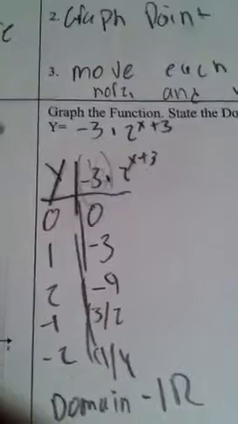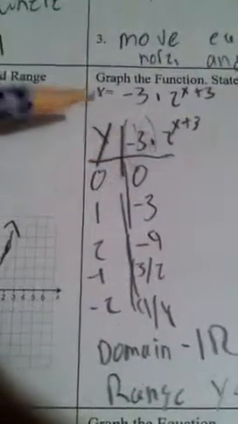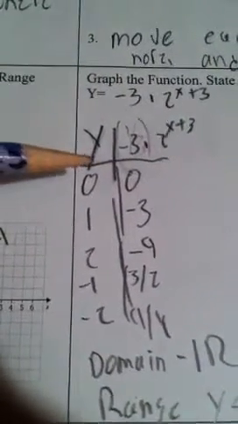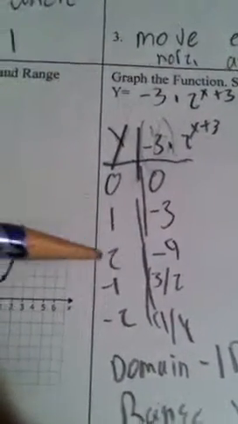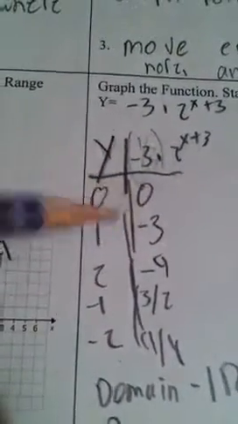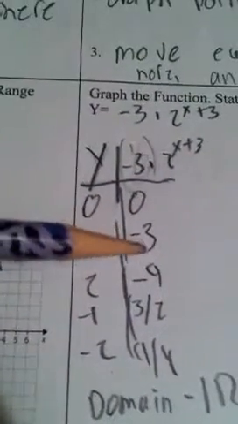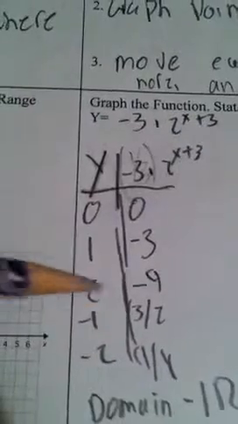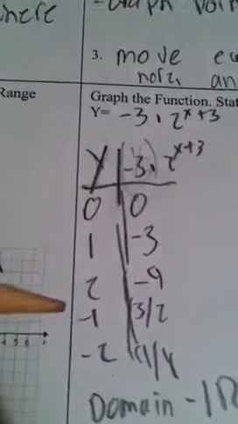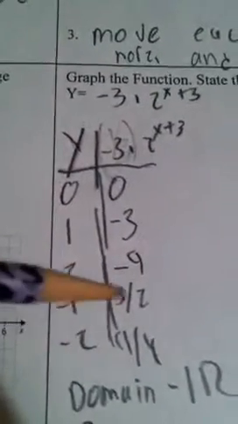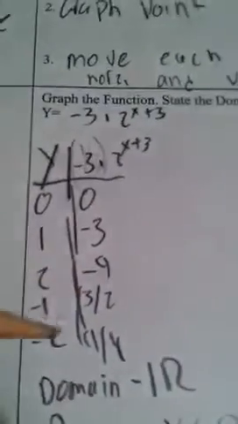Now to a more difficult one, y equals negative 3 times 2 to the x plus 3. I just do the same thing, with simple numbers 0, 1, 2, negative 1, and negative 2. Plug them in: plug in 0, get negative 3; plug in 1, get negative 6; plug in 2, get negative 12. Then plug negative 1 and negative 2 in, and come out with negative 3 halves and negative 9 fourths. Then you plug it into the graph.